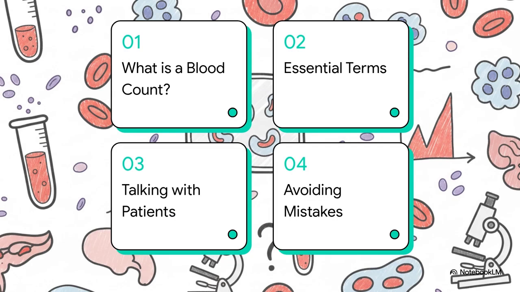First, we'll start with the basics, what a blood count actually is. Then, we're going to build your vocabulary with 5 essential terms and nail the pronunciation. After that, we'll put it all into practice by learning how to talk to patients. And finally, we'll polish your skills by looking at a few common mistakes to avoid. Sound good? It's a clear roadmap to better communication.